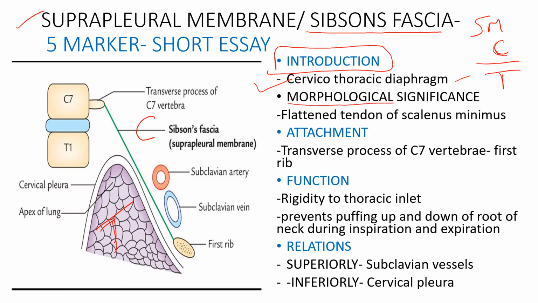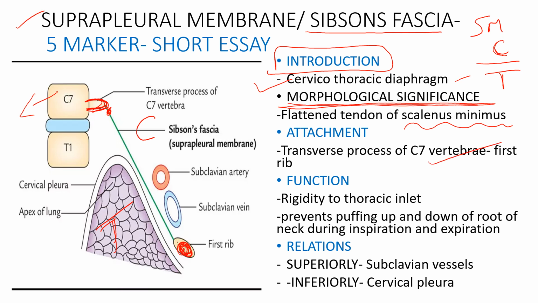Your next heading will be: what is the morphological significance of this? Actually, this is a flattened tendon of a muscle of the neck called scalenus minimus. Now, what is the attachment of Sibson's fascia? This is the 7th cervical vertebra, and this is its transverse process. Sibson's fascia is attached from the transverse process of the 7th cervical vertebra all the way to the first rib. That is the attachment.